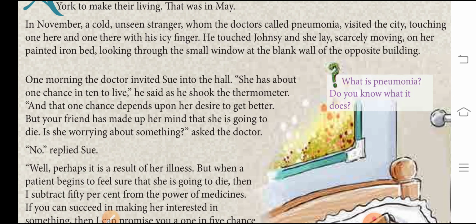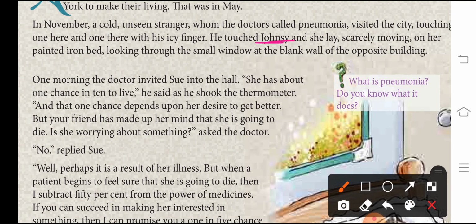Now, as we have read, Sue and Johnsy are two friends and both of them are artists, right? When we are talking about pneumonia, like nowadays it is Corona, right? So there was pneumonia at that time, a cough-related disease. So Johnsy got ill due to pneumonia, and she is scarcely moving. Scarcely means almost not, on her painted iron bed. She kept lying there, looking through the small window at the blank wall. Opposite her room there was a window from where she could see a blank wall. So this is the second paragraph.